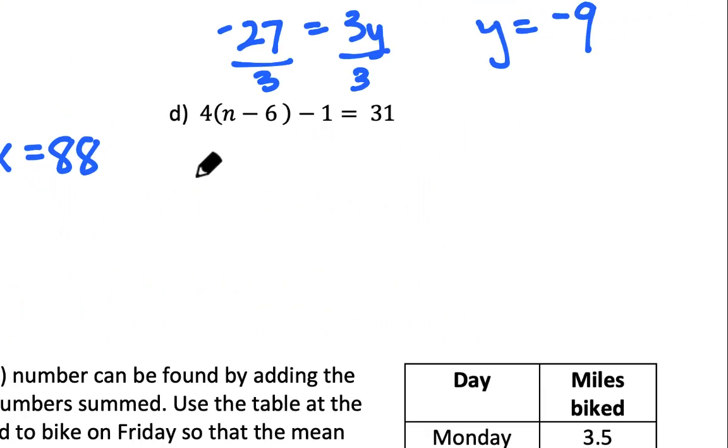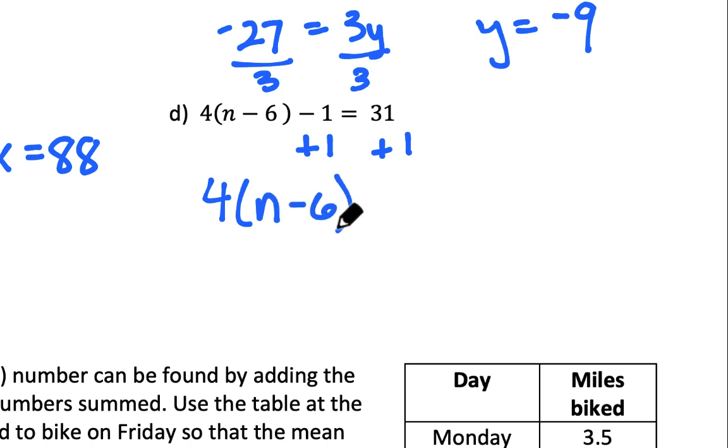All right, in example 1d, we have 4 times the quantity n minus 6, minus 1 is equal to 30. So a lot of you would start by distributing that 4 into the parentheses, but we actually don't need to do that. I'm going to start by adding my 1 over, my plus 1. Now I have 4 times some quantity n minus 6 is equal to 32.